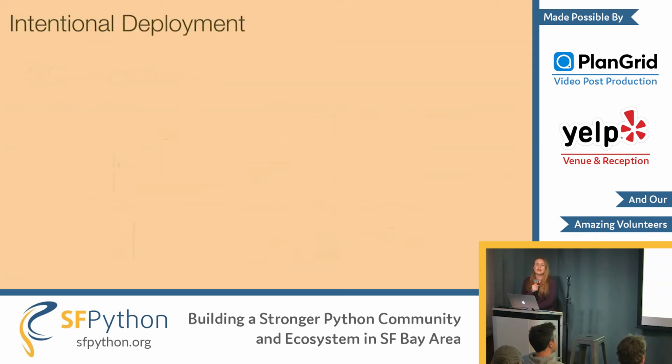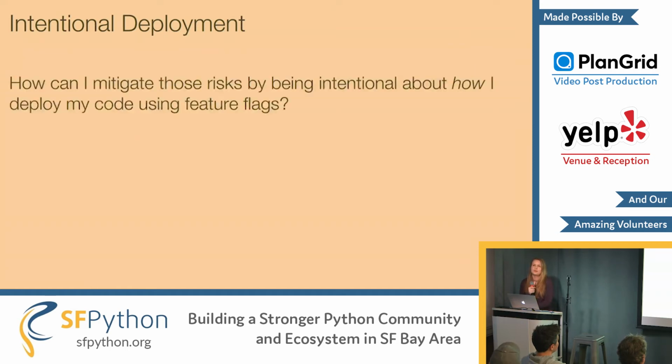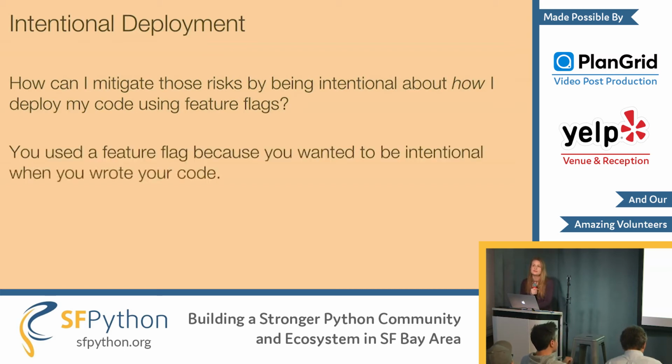Okay, so we've talked about the risks that can be associated with mismanaging your feature flags. And now you're all scared. You're like, oh no, we're going bankrupt. No. We're gonna be intentional about how we deploy with feature flags, right? How can I mitigate these risks by being intentional about how I'm deploying my code using feature flags?